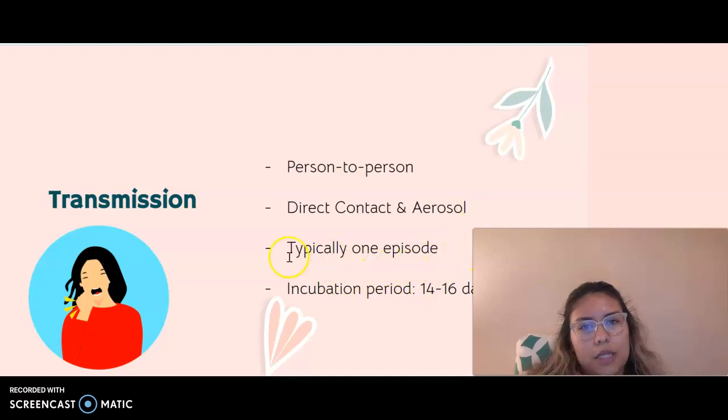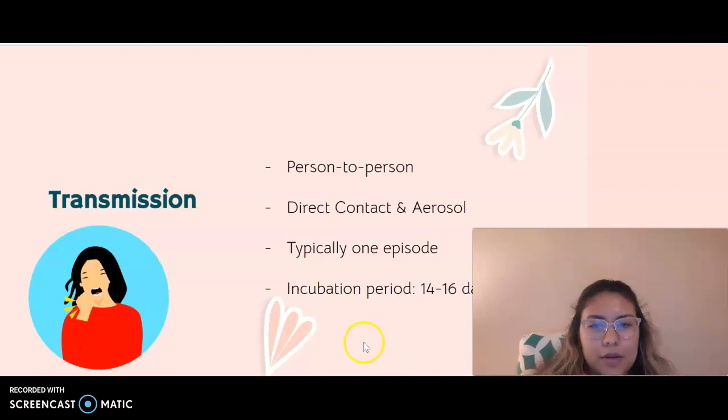Let's talk about this right here. So what does typically one episode mean? Usually when you experience shingles, it's only once in your lifetime, if you're a healthy individual. Sometimes you can experience a shingles outbreak more than once in your lifetime, but that's usually more common in people who are immunocompromised or have an extremely weak immune system. All right, so the incubation period is between 14 to 16 days.